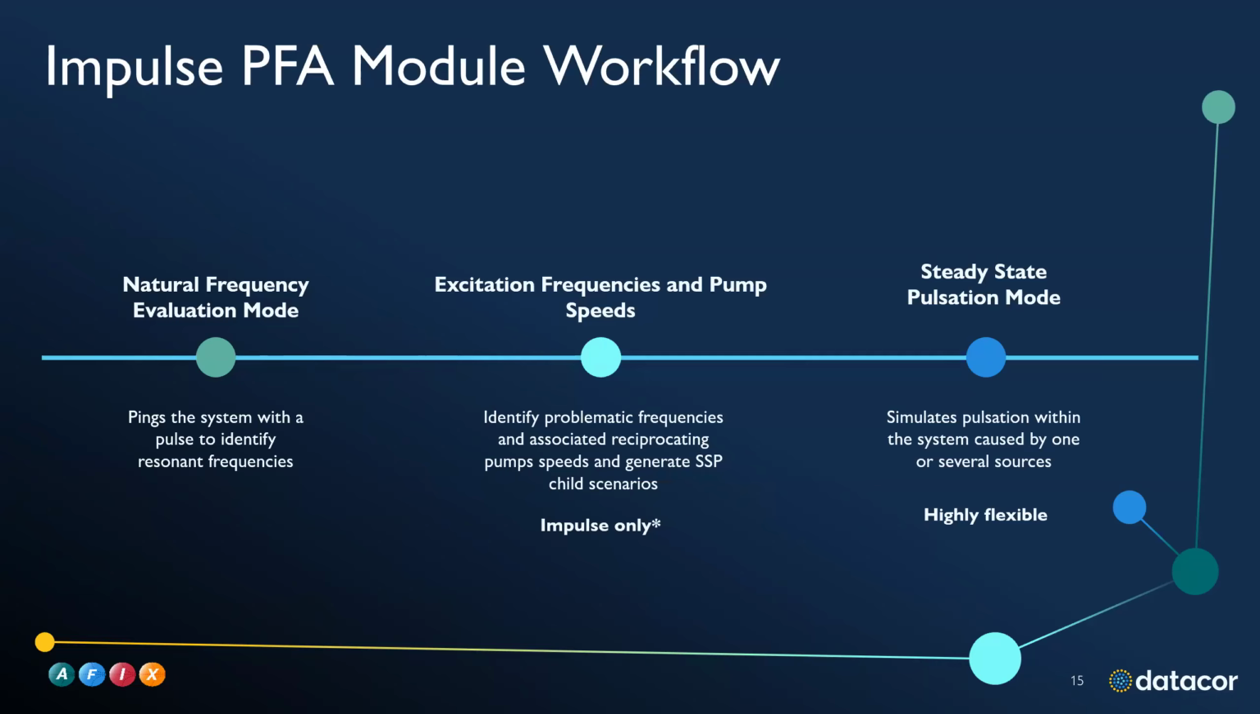From there, you can go to the interactive excitation frequencies and pump speeds view. This will be a graph in the frequency domain, and this allows you to highlight peaks to calculate pump speeds that will excite those natural frequencies. It shows the worst case operating speeds that could lead to excessive vibration or fatigue and failure. And it allows you to automatically create the child scenarios to evaluate the RPMs associated with each of those peaks.